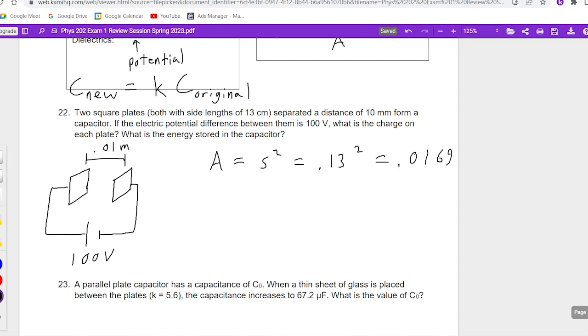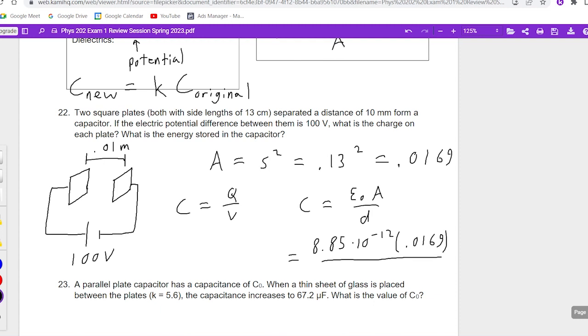And now I want to find the charge on each plate. For that, we're going to use the equation C equals Q over V to find the charge. We've got a problem, though, because we know the voltage, 100, but we don't know the capacitance. That's why we need to compute it using the second equation for capacitance, C equals epsilon naught A over D. Luckily, we know all the variables here. Epsilon naught is just a constant, 8.85 times 10 to the minus 12th. Area, we just found it, it's 0.0169. And D, the distance, we just said is 0.01 meters.